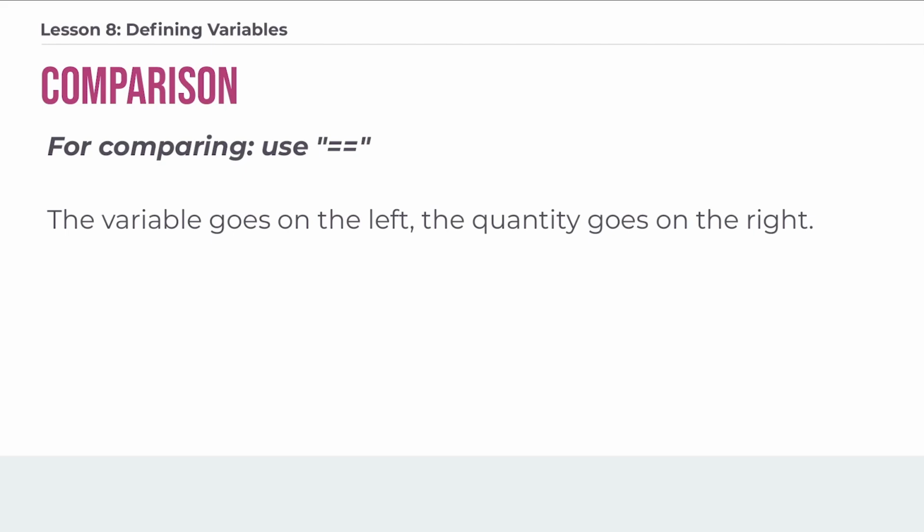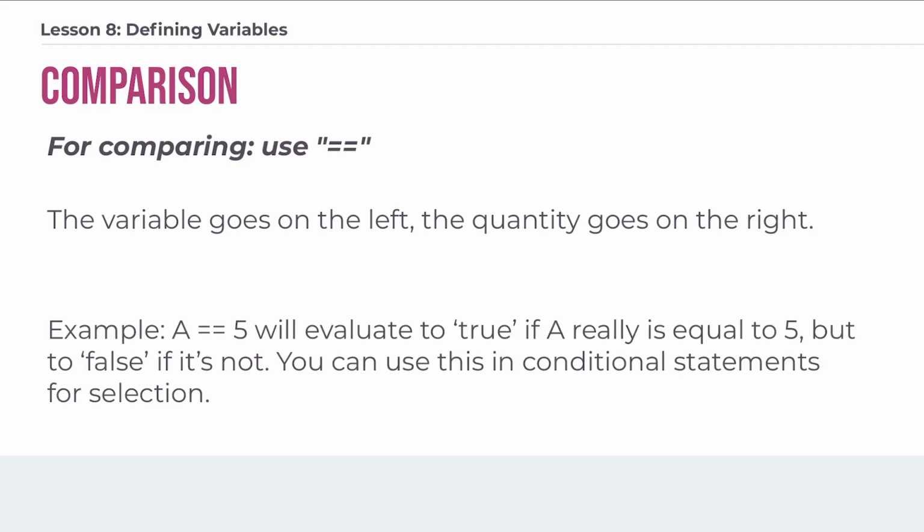Like I want to compare and check to see if score is equal to 25, which is my win condition. So that's when we use the double equals. Again, variable over on the left, and then the quantity that we're comparing the variable to goes on the right. So down here, we want to know, does A equal 5? Well, it'll evaluate to true if it really is. It'll evaluate to false if it's not.